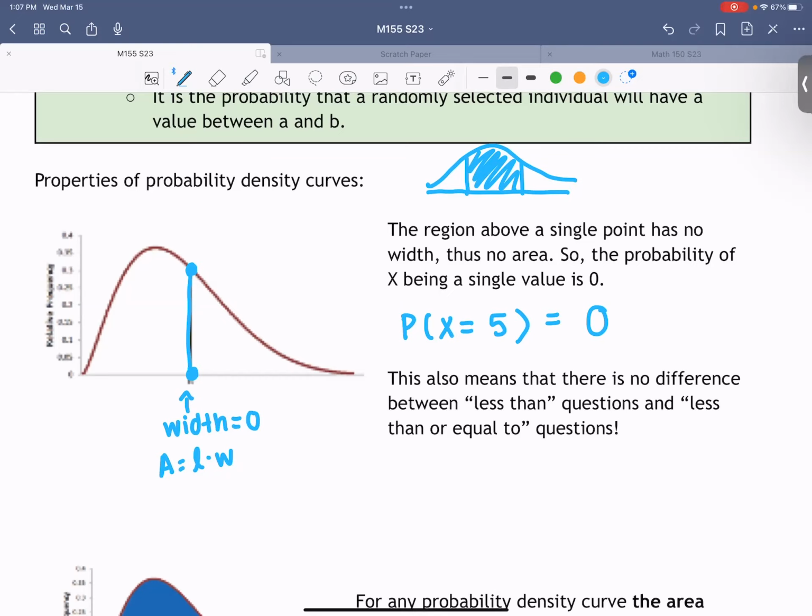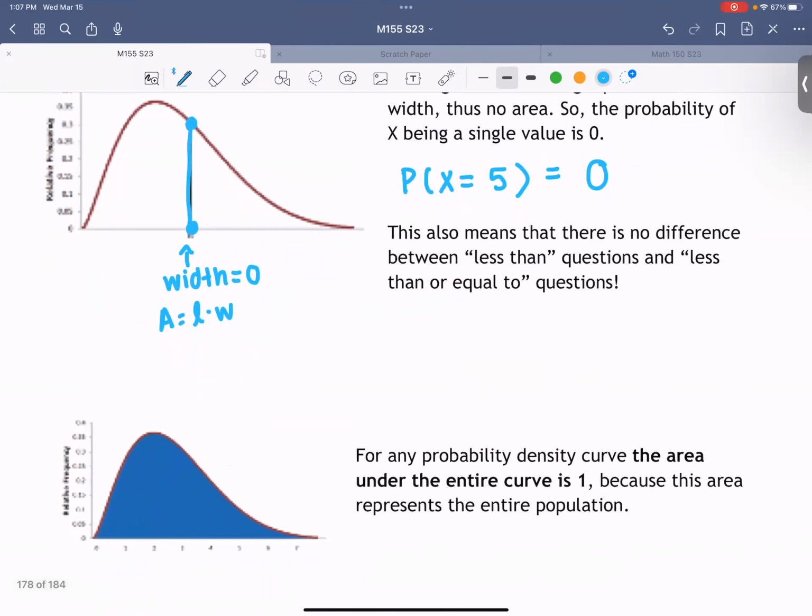All right. Next, let me take that a little bit further. If the probability of an exact number is going to be 0, then let me give you two probabilities that you might want to find. Let's say I want to find the probability that x is, I don't know, less than 7. And I also want to find the probability that x is less than or equal to 7. Do you think there's going to be any difference in those probabilities?